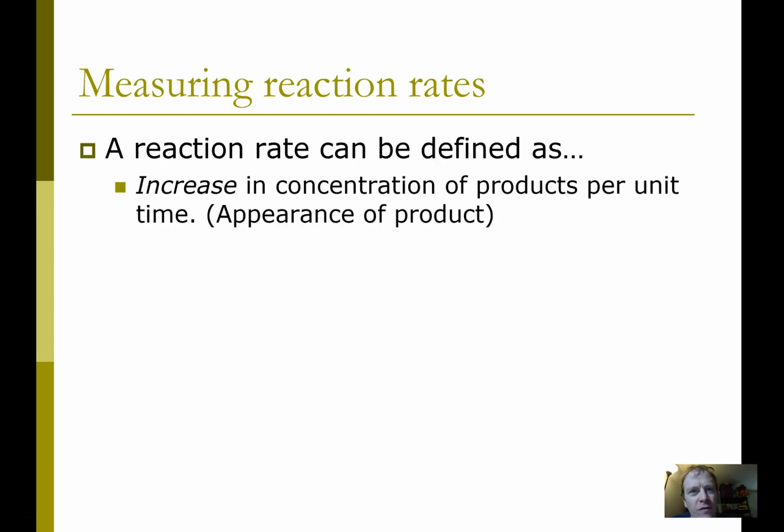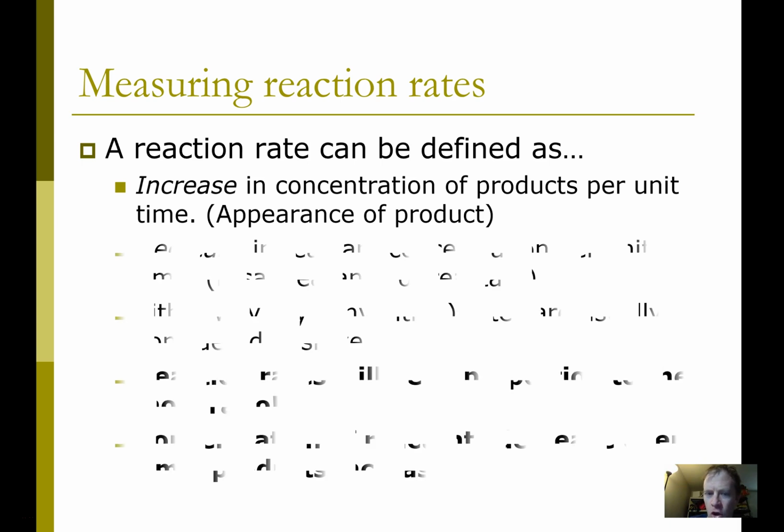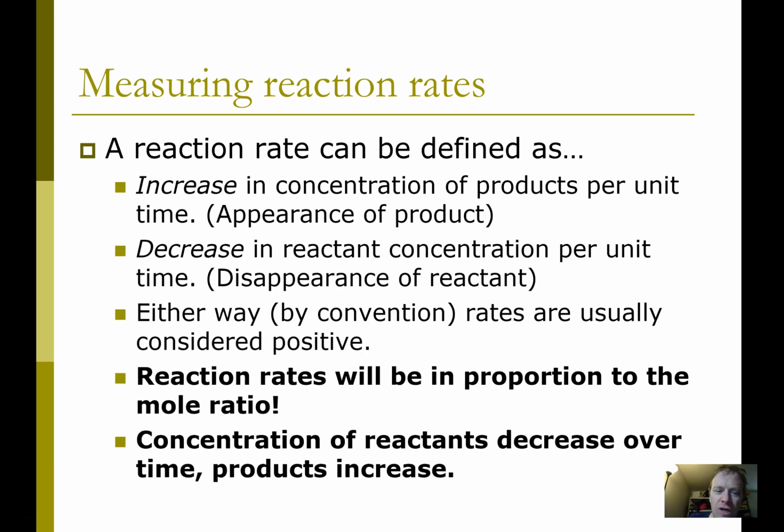So basically, you can define a reaction rate in a couple ways. Again, the tricky part is figuring out what you're going to measure and what you're going to track. You can either measure it by an increase of the concentration of some product, sometimes referred to as the appearance of a product, or a decrease in the concentration of a reactant, because reactant concentrations go down over time. Either way, even though technically, since a reactant concentration is decreasing, that would be a negative, by convention, we treat all rates as positive.